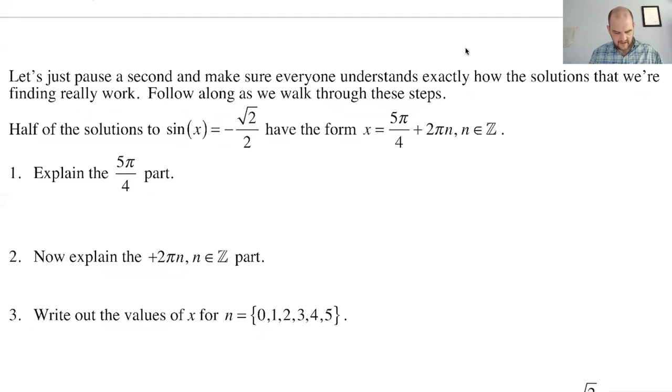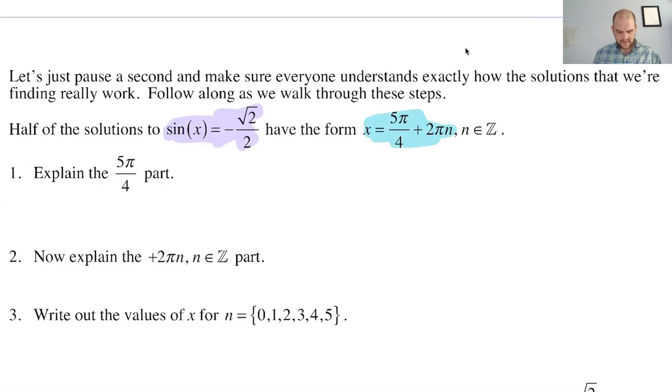So half of the solutions to our equation here, right? Having trouble getting a highlighter. Our equation is sine of x equals negative root 2 over 2. You can solve this by thinking about the unit circle, basically. I am telling you right now that half of the solutions look like 5 pi over 4 plus 2 pi m. But what does that really mean?